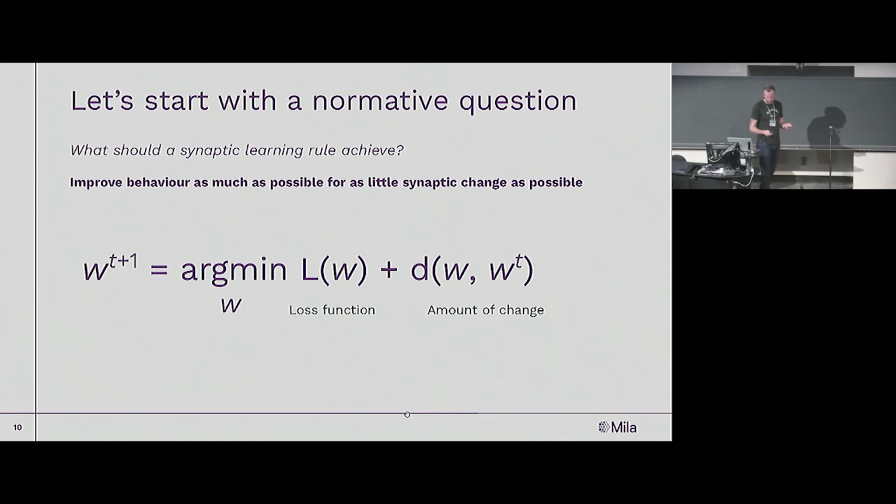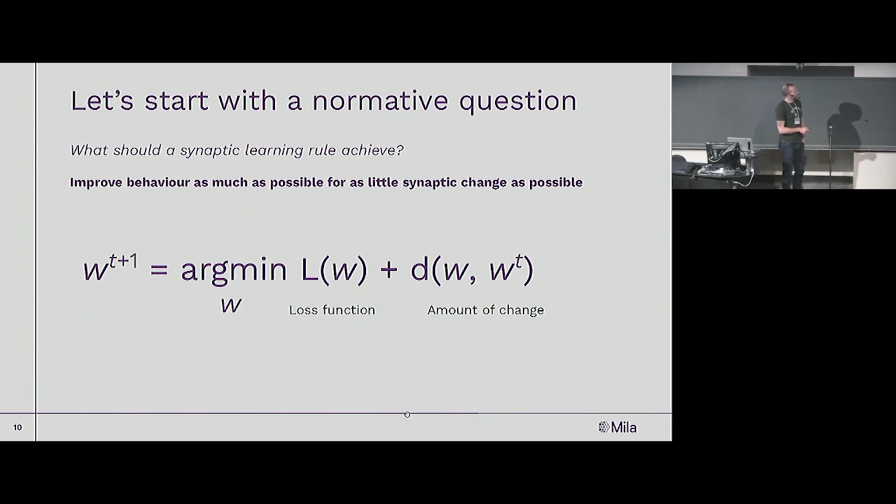So here's the core principle. What we want to do is we want to say the new set of synaptic weights that we have are going to be W at t plus 1. So W_t, again, remember, is a vector of our synaptic weights at the current time. And what we want is for the next set of synaptic weights, W at t plus 1, to minimize this function. So what it's minimizing here is the loss function. That's the behavior we care about. That's why this is a normative learning algorithm.